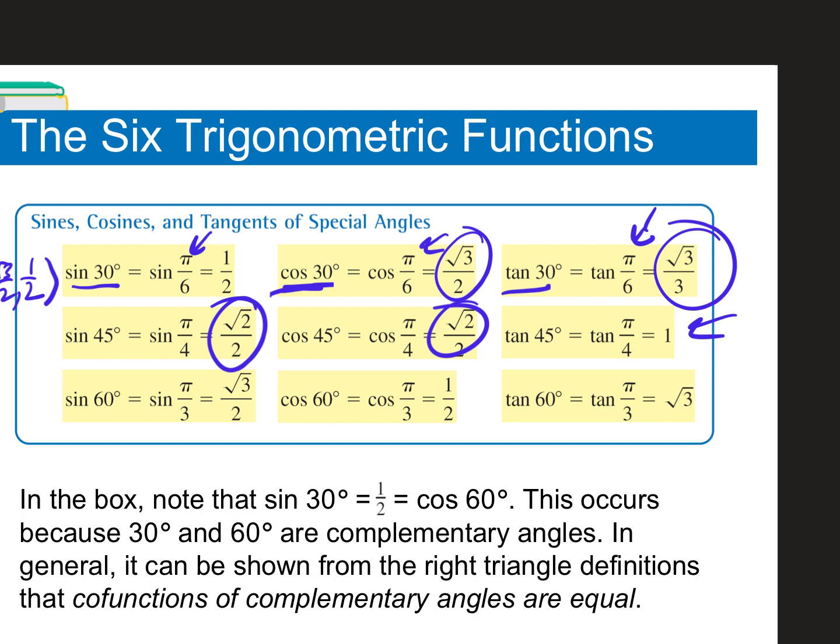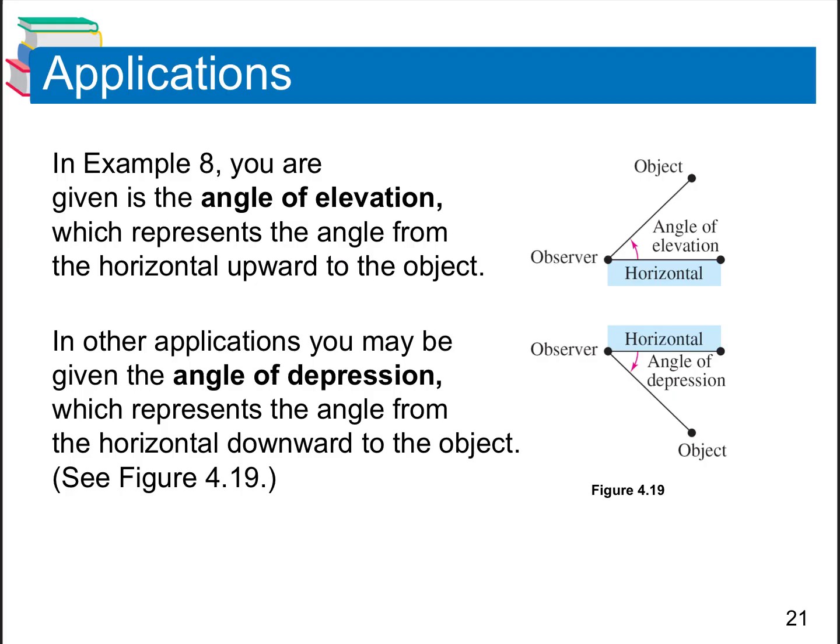If you guys notice, you are familiar with 45, 45, 90 triangles and 30, 60, 90. This all comes from the unit circle. So that's just kind of neat to see.